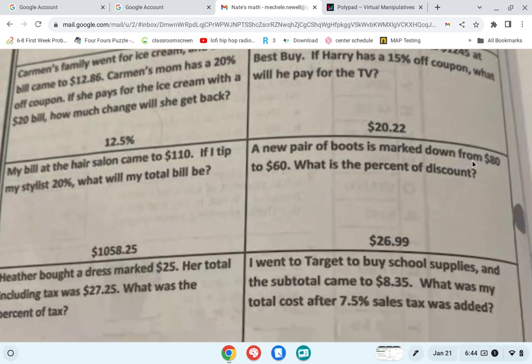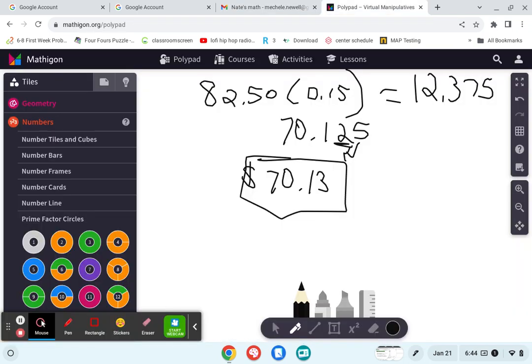A new pair of boots is marked down from 80 to 60. What is the percent of discount? Excellent. If it was 80 and now it's 60, there are several ways to do that.